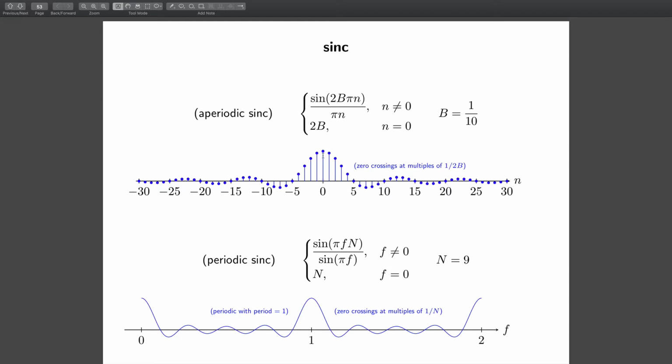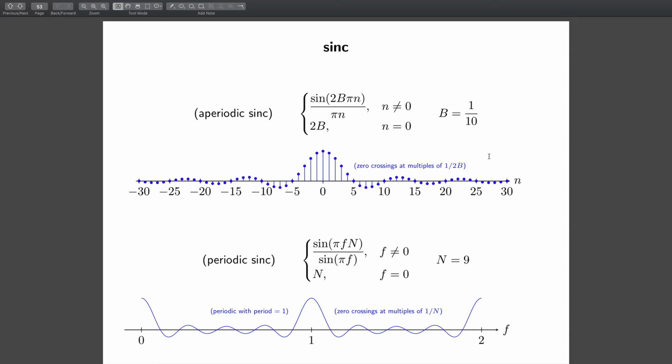The important thing about sinc functions to remember is that they have periodically repeating zero crossings. Being able to find those zero crossings is an important skill that you should have. It may be based on the value of b. If 1 over 2b does not turn out to be an integer, then we would say that for this aperiodic sinc function, the zero crossings do not occur in the sequence.